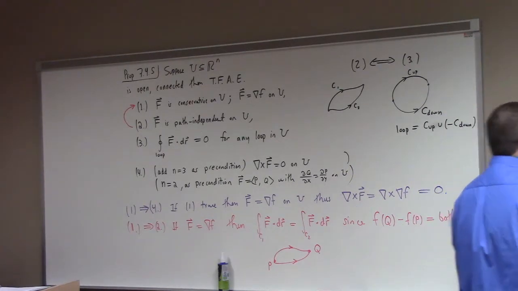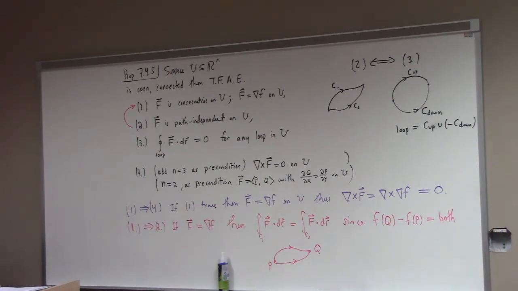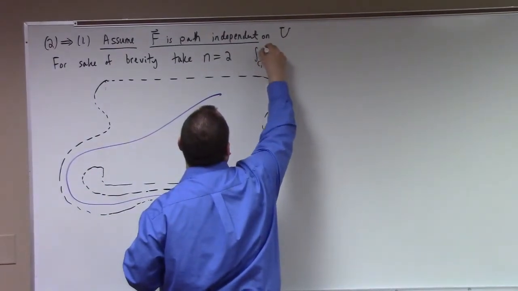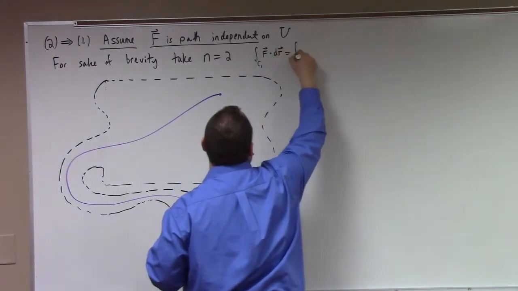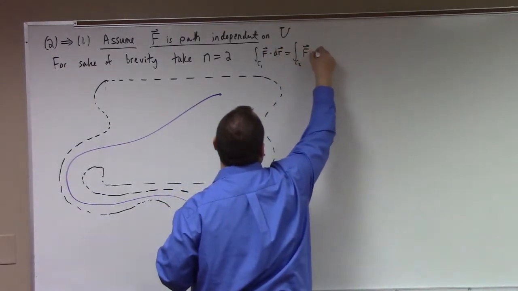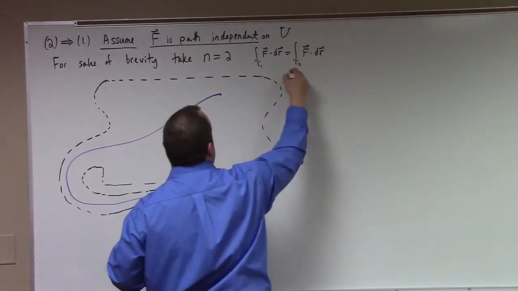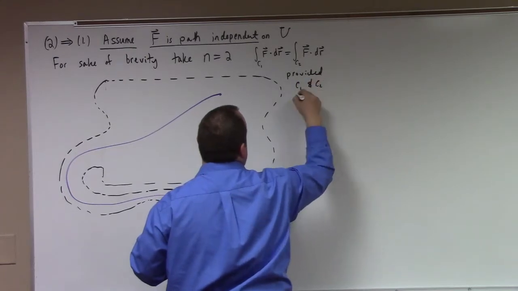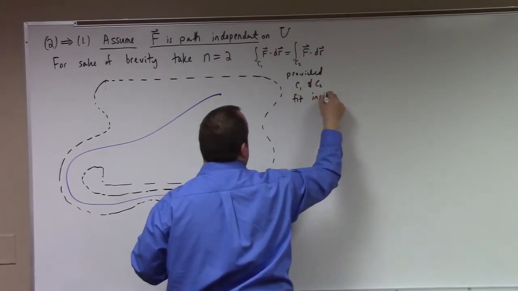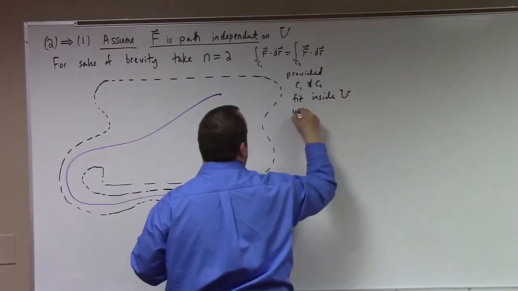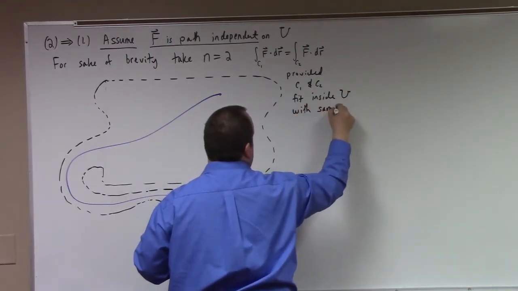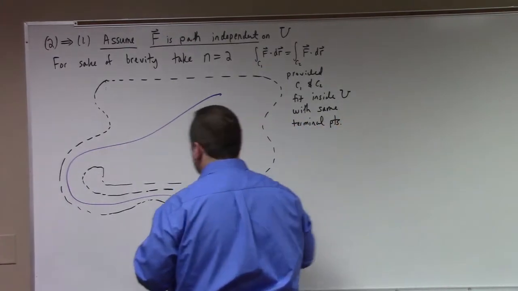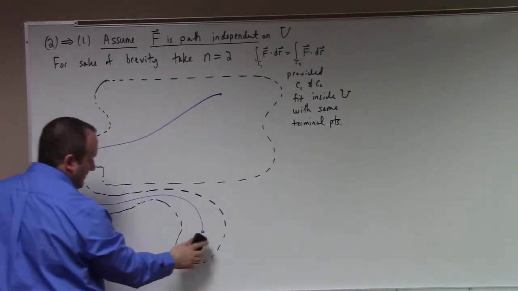We've got path independence. So what are we assuming? What does this mean? This means the integral over C1 of F dot dr is equal to the integral over C2 of F dot dr, provided what? C1 and C2 fit inside U with the same terminal points. So they start and end at the same point.